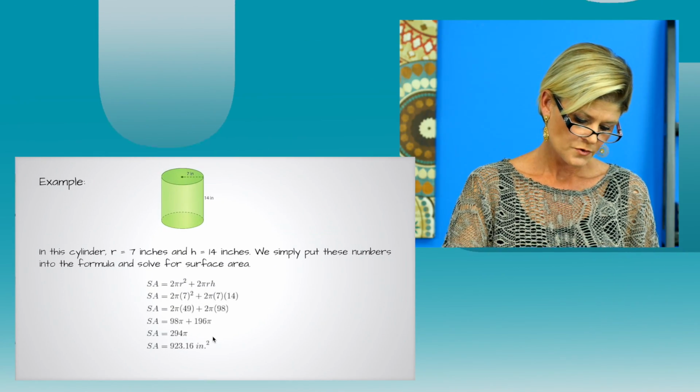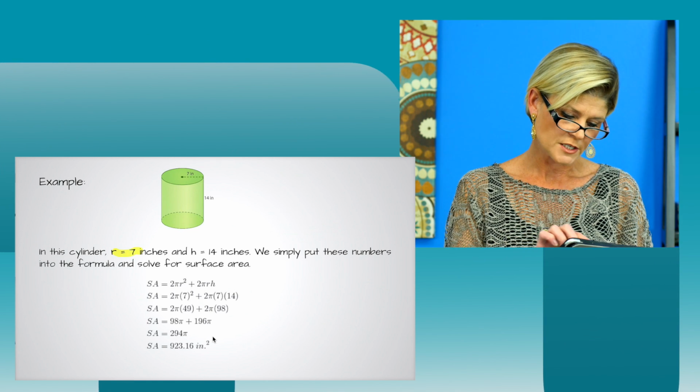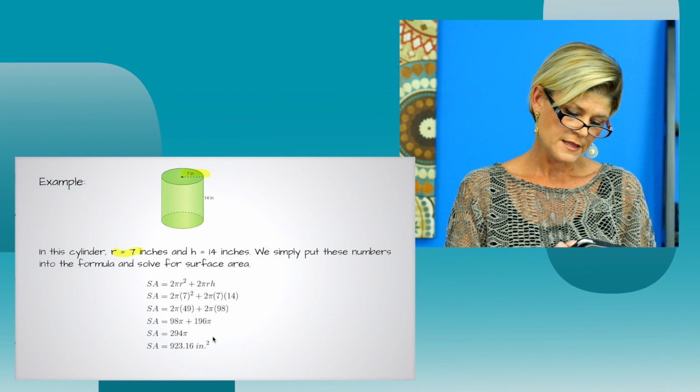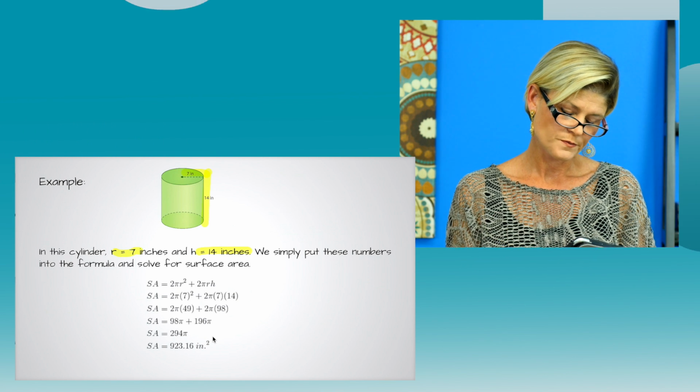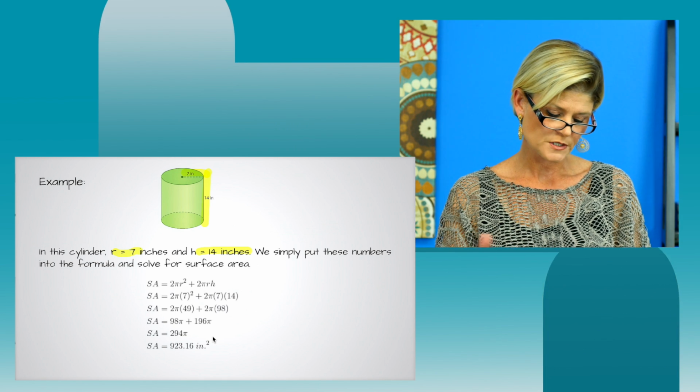Okay, so when we left off last time, we were talking about using the formula to find the surface area of cylinders, and I wanted to take a look at some examples. So here we go. Here's our example. In this cylinder, the radius is 7 inches, and the height is 14 inches. So we simply put these numbers into the formula and solve for the surface area.